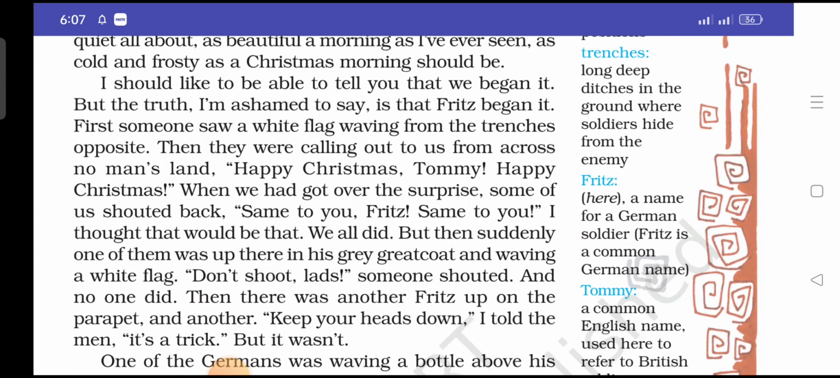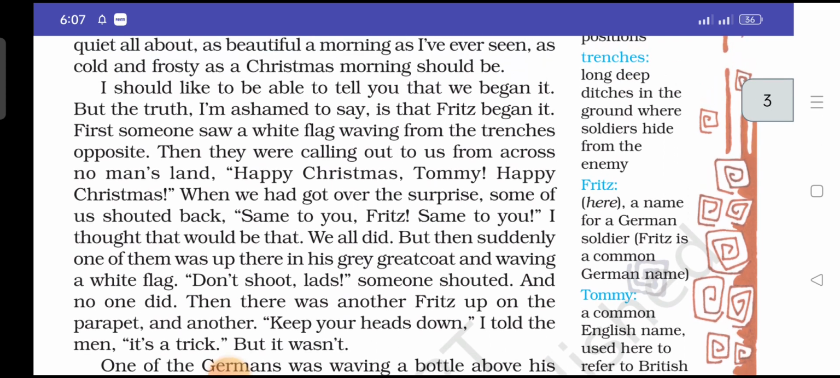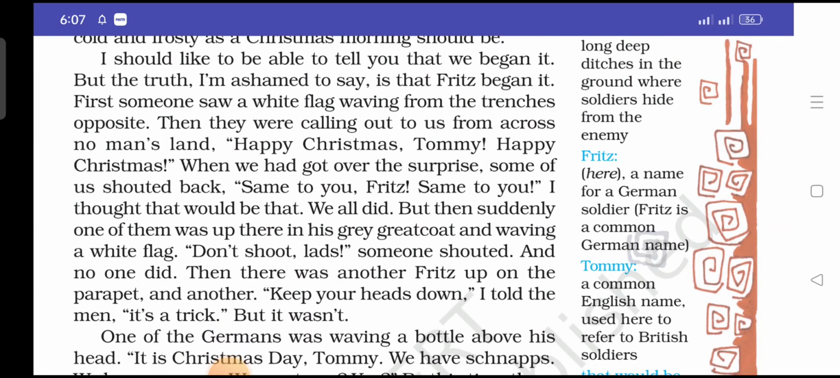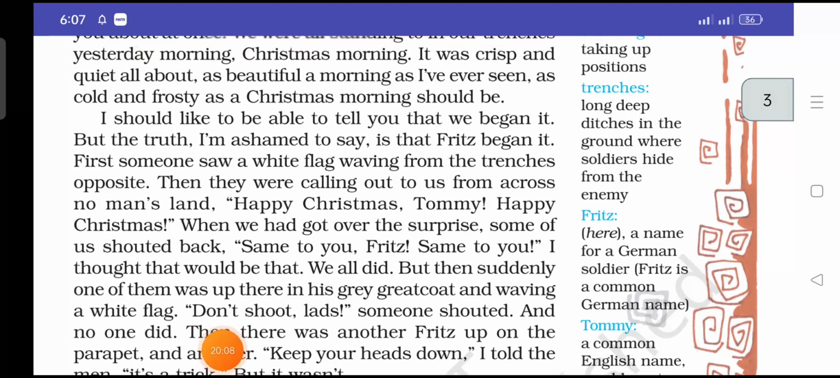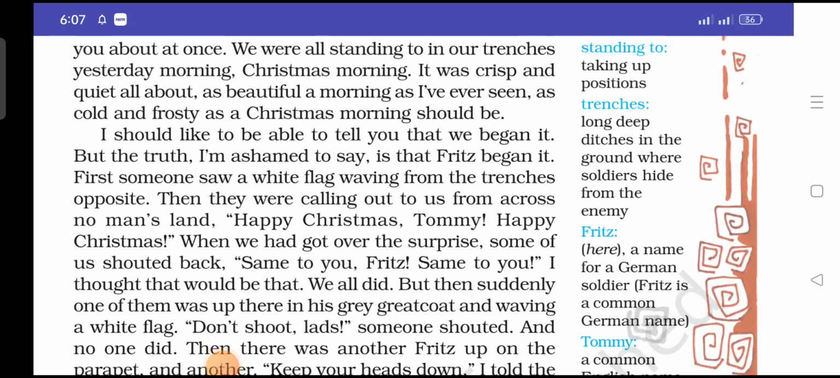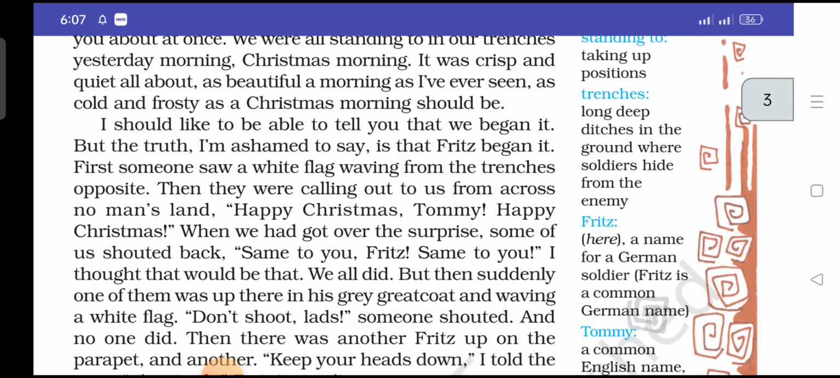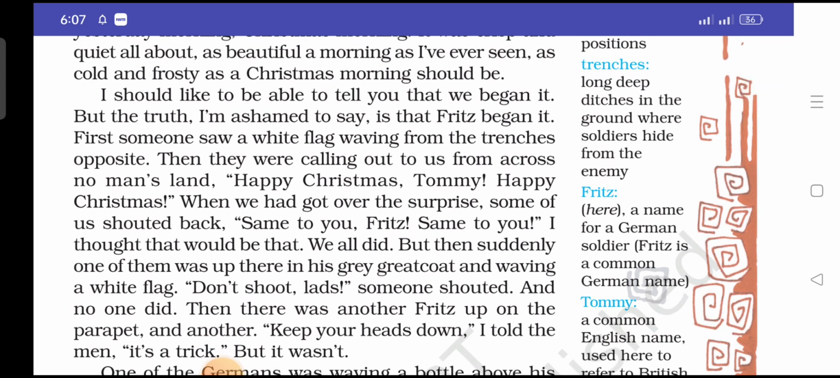Okay, so what happened? Soldiers of one particular team were in one trench and the others in another trench. And I have already told you the meaning of trenches. It's a place where soldiers hide. Here you have been given the proper definition also: long, deep ditches in the ground where soldiers hide from the enemy. Okay. Now we will resume: I am ashamed to say, is that Fritz began it.